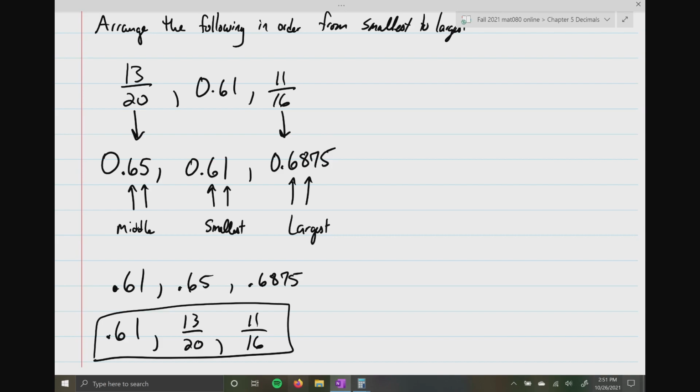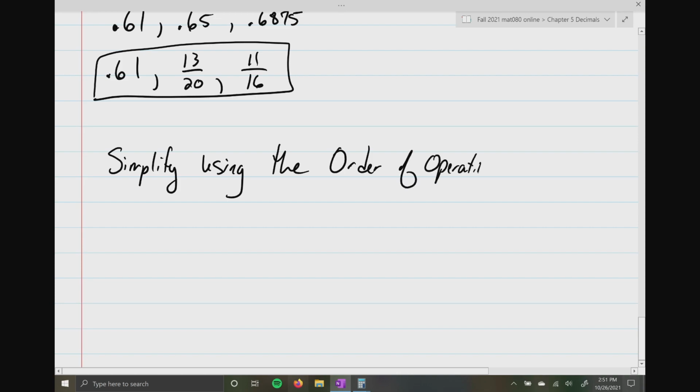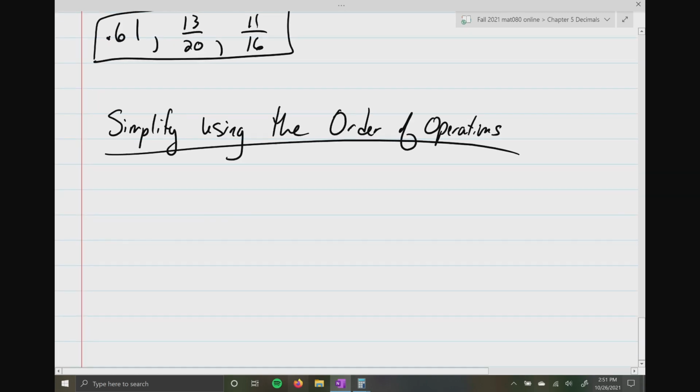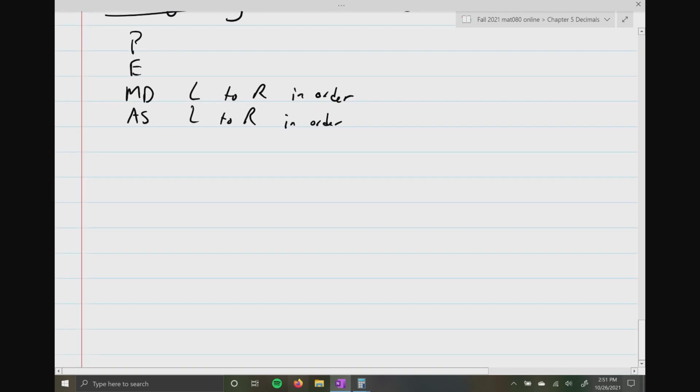The last thing that I need to go over is just something that we've seen a bunch of times already, which is simplify using the order of operations, okay? So I'll do a couple of these because we should already know our order of operations. And just to reiterate, we got parentheses, exponents, multiplication and division, left to right in order, and then addition and subtraction, left to right in order, okay?